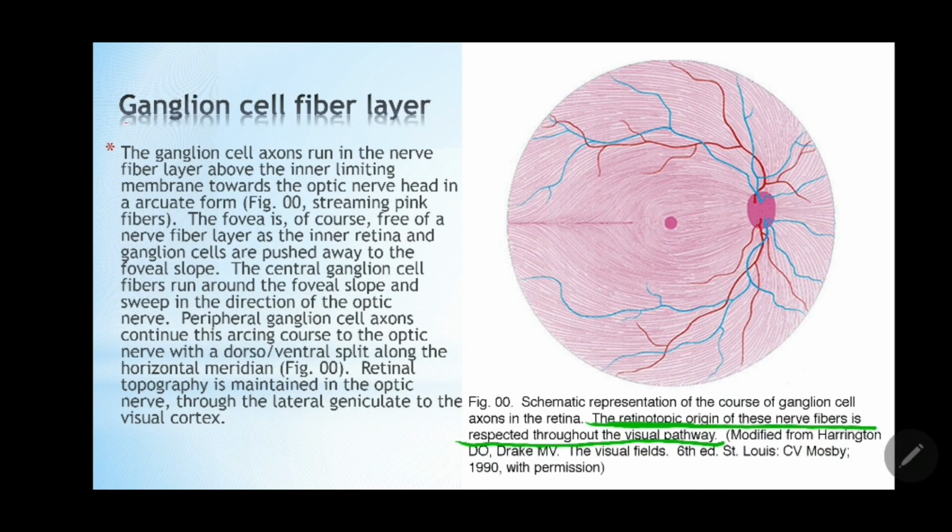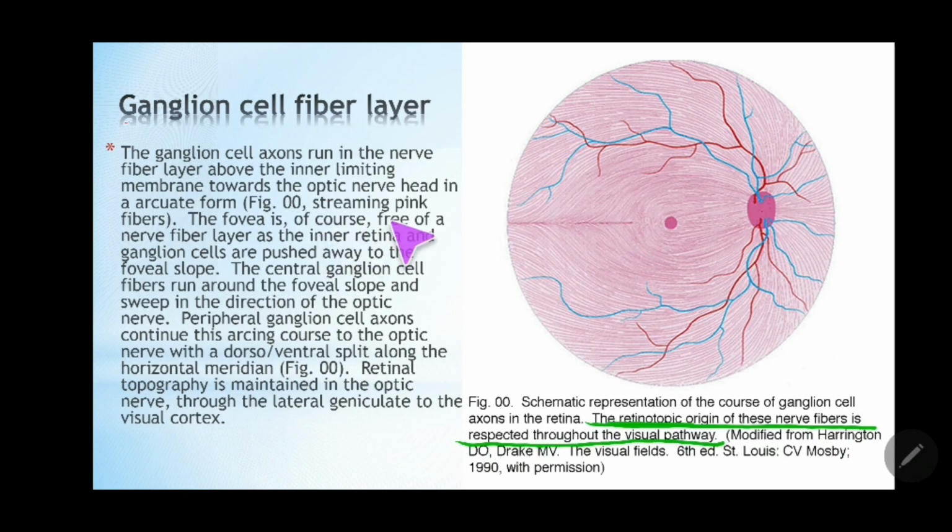Right from the retina to the visual cortex, however the image is formed at the retina, that will not be distorted. Otherwise, your vision will get distorted. So, if you place a point in any part of the retina, that will be focused as it is in the visual cortex. Got it? So, that's called retinotopic origin of these nerve fibers. It is respected throughout the length of the visual pathway. Okay.